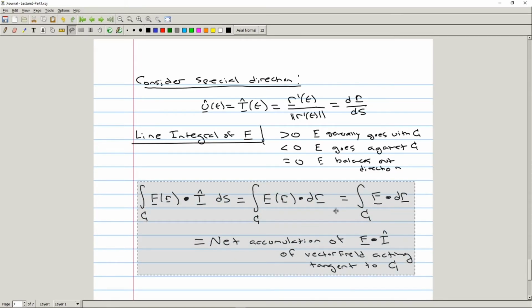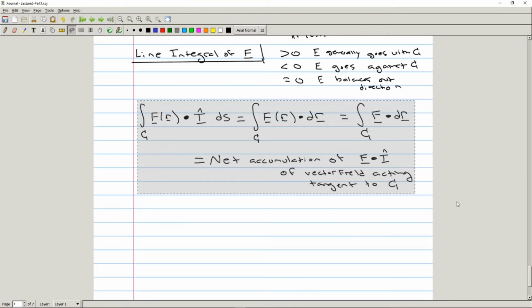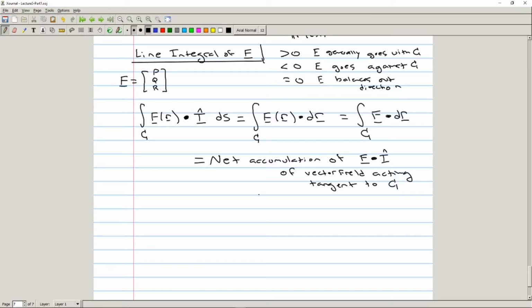So this is a very useful tool, and we're going to see that it's a super useful tool for many different applications. Another very common notation that you'll see for the line integral uses the fact that F is typically denoted as P, Q, R. Right, so this is coming from this notation right here.